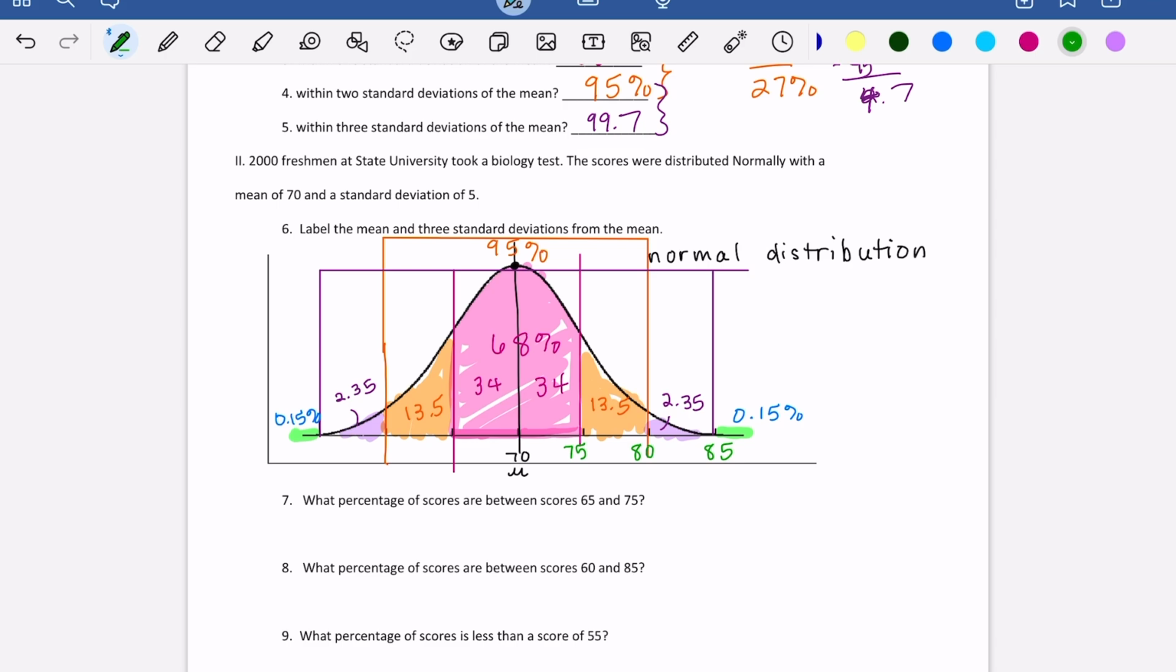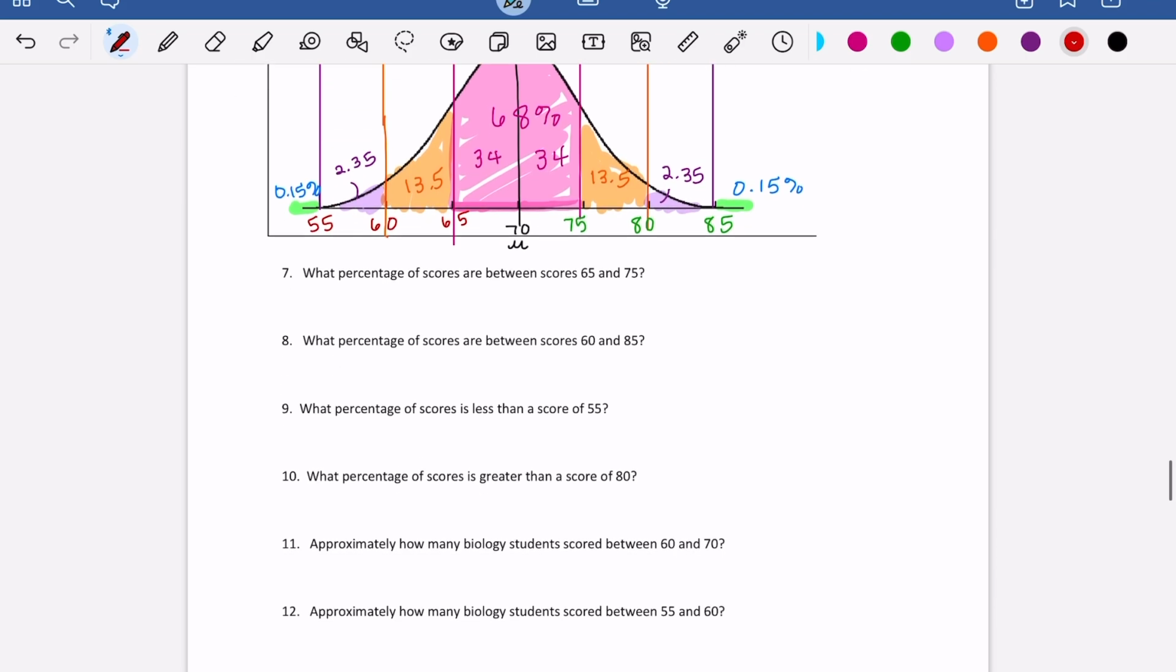So 99.7% of our data, the upper bound is 85. And then on the lower end of that part, we're going to subtract 5. So we have 65, we have 60, and then 55. So 99.7% of our test scores of these 2,000 freshmen at State University are going to be between 55 and 85.